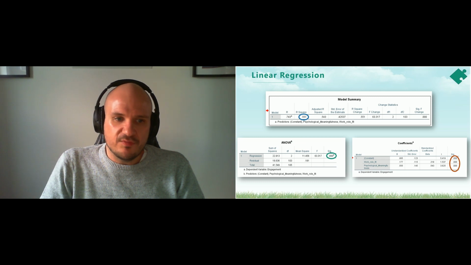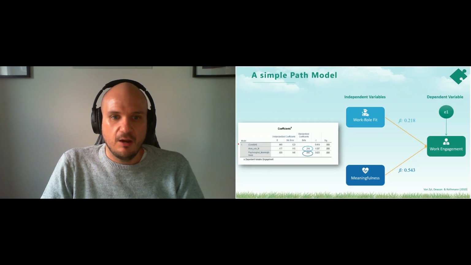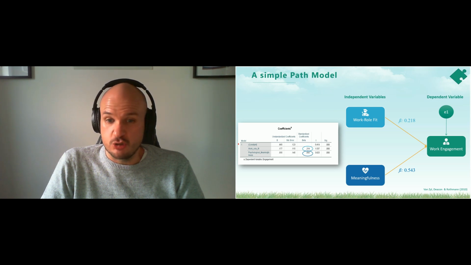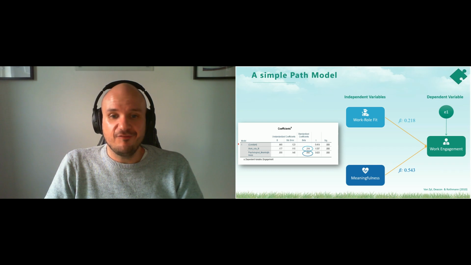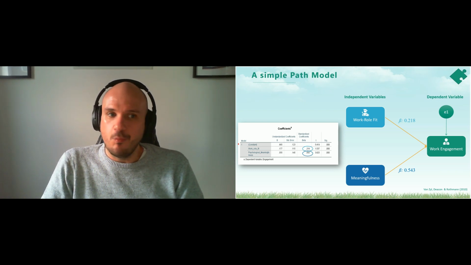Now we take all of these things into consideration, and then we plot this on a nice diagram. The standardized coefficient, the strength of the relationship between work role fit and engagement, is 0.22. The strength of the relationship between meaningfulness and engagement is 0.54. And both of them together explain 55% of the variance in work engagement. Great. We have an amazing model.